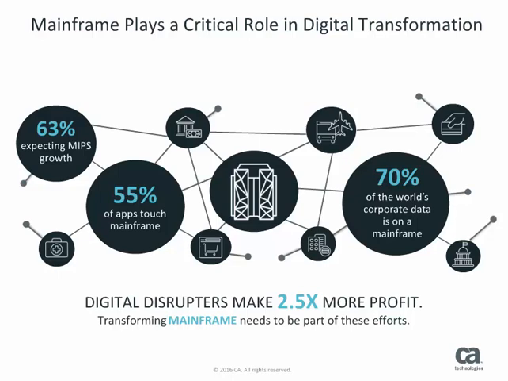This cascade of events causes a so-called starburst effect, where a single transaction can trigger as few as 4 or as many as 100 additional system interactions, which increases MIPS. This effect can create security vulnerabilities at each interaction point. Digital disruptors make 2.5 times more profit. If they have a mainframe, how are they going to do this without transforming? There is no digital transformation if there are no existing systems.